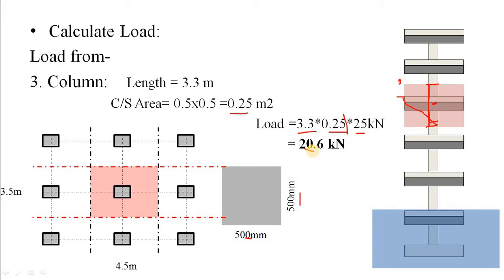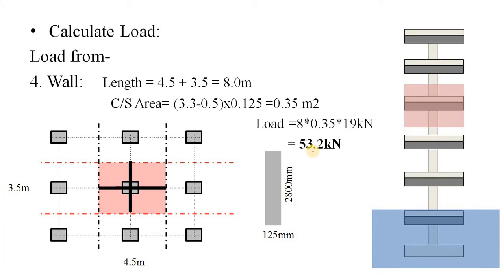Now it's time to calculate the load for your brick wall. Brick wall is similar to the calculation of beam, but in case of beam the depth was 500 mm, while the floor to floor height is 3.3 meter from this point to this point. For beam you have already taken 0.5 meter or 500 mm. So what is the remaining? The remaining is 3.3 minus 0.5 or 2.8 meter. So here the depth of your wall is 2.8 meter, and consider you are providing an internal wall.